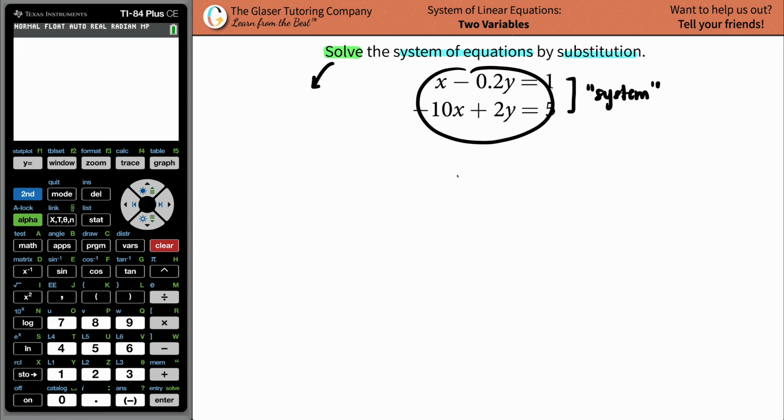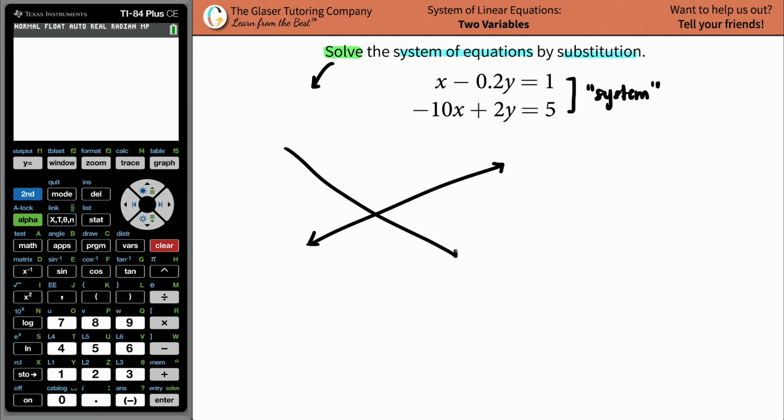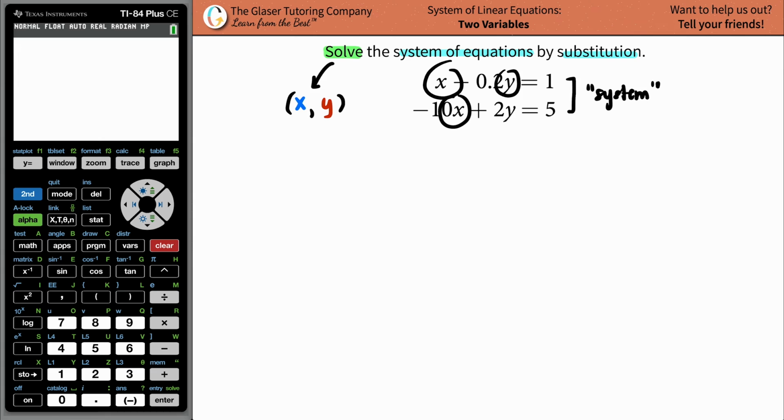These are both linear lines because they don't have any squares next to the x's, no cubes on the y's, it's just 1 and 1. So to solve them, you're solving for the point where x marks the spot. Yay. How fun. But anyway, you're just solving for that point, and the point consists of x and y coordinates.